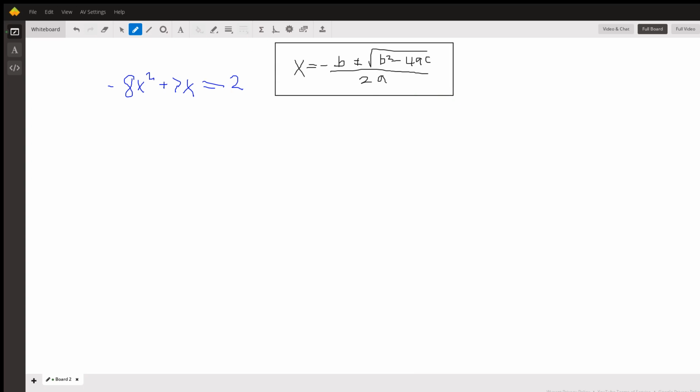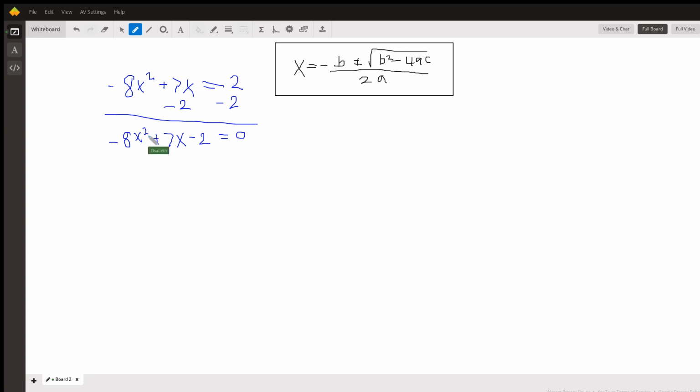So in our equation, in order to figure out what these coefficients are, we're going to move everything to one side of the equation. So we're going to subtract 2 from both sides in order to get the 2 on the left-hand side. And we're just going to end up with negative 8x squared plus 7x minus 2 equals 0.